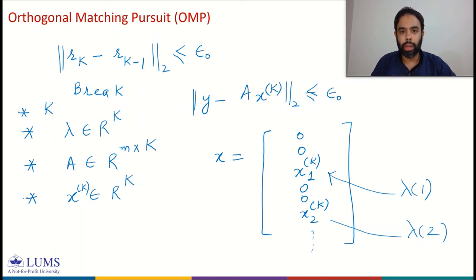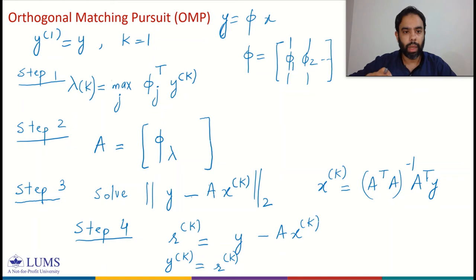We do this by projecting y to the columns of phi, and we do this in step one. So we project y to the columns of phi, and we choose a column that has the maximum correlation with y, and using that column of maximum projection, we construct matrix A in step two. And then in step three, what do we do? We use the columns of maximum projection and find the contribution of that column in the least square sense. So this x_k gives us the contribution of the columns of phi in y in the least square sense.